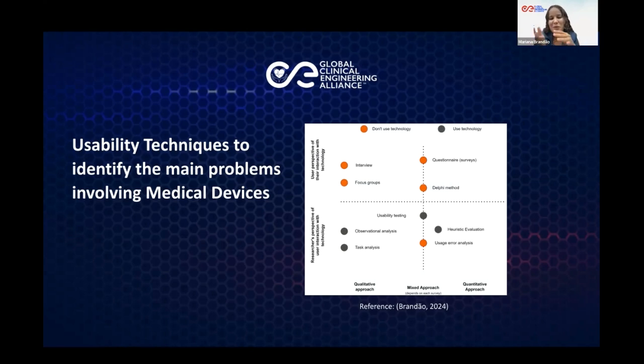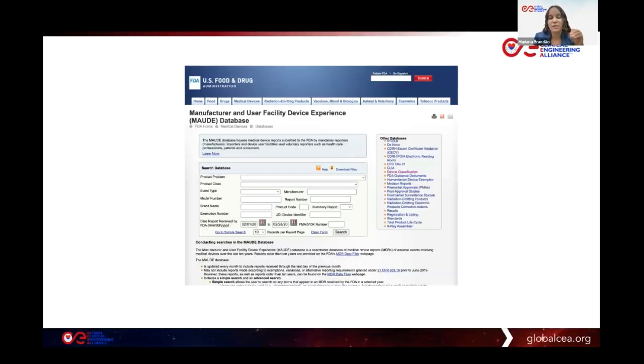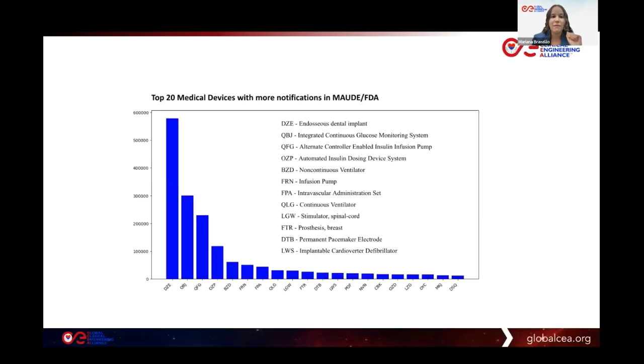So here we have, for example, a diagram where we can see different usability techniques that we can apply to identify the main problems. And today I will talk specifically about the usage error analysis, specifically the analysis of adverse events. Some organizations have public databases. For example, here we have the Food and Drug Administration database, MAUDE FDA, in the United States. And here we have the top 20 medical devices with the most notifications in MAUDE FDA.